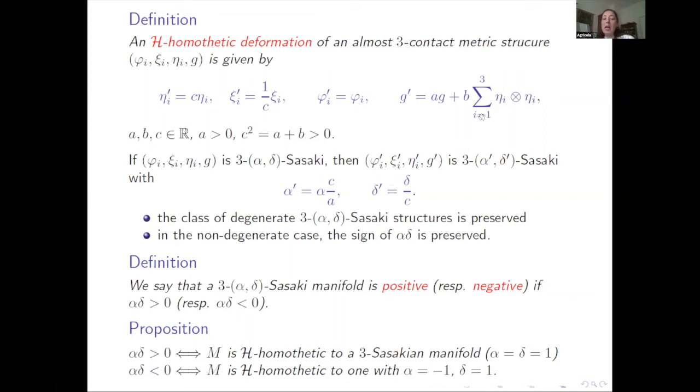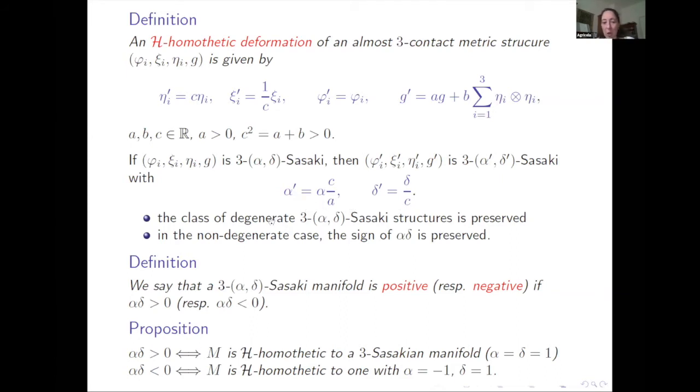Right, and if you start with free alpha delta Sasaki and perform this homothetic deformation, then in fact you stay inside the class. It's going to be free alpha prime delta prime Sasaki again, and you can compute immediately the new values of the constants alpha prime and delta prime. Alpha prime and delta prime are the old constants alpha and delta multiplied here with C over A, and here with 1 over C. Now, since A is strictly positive, this is allowed.